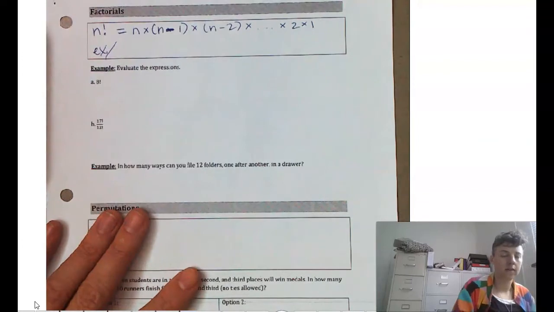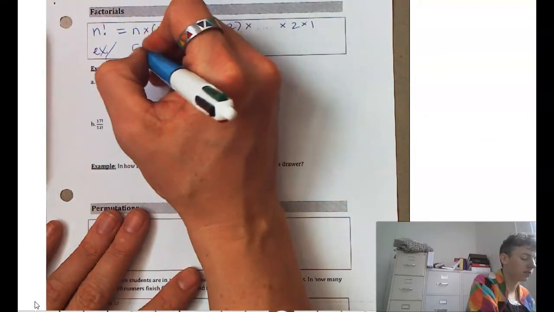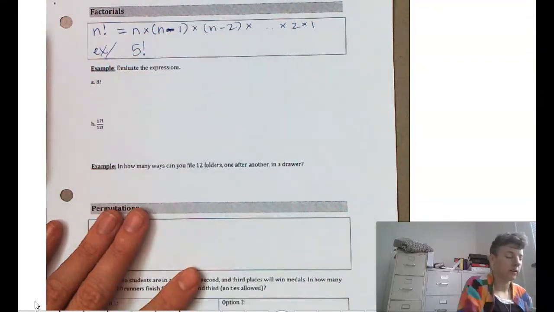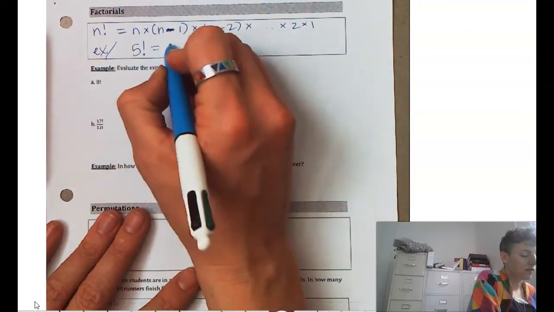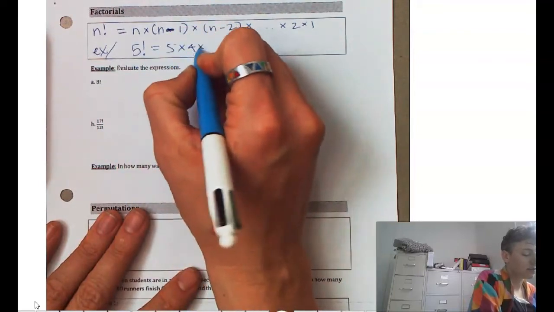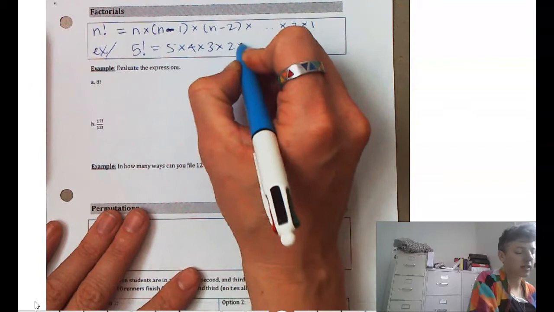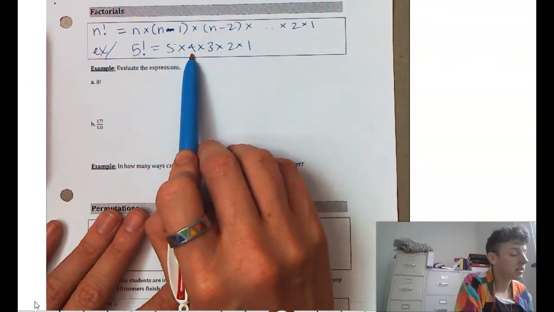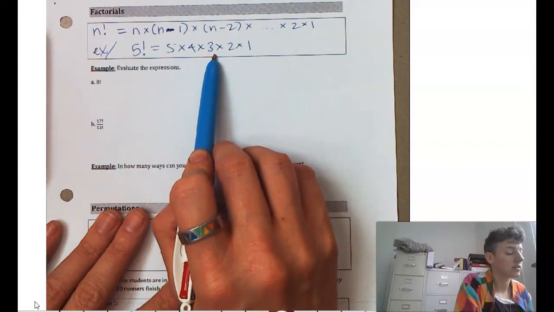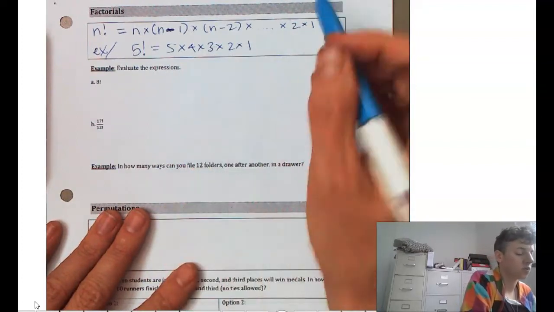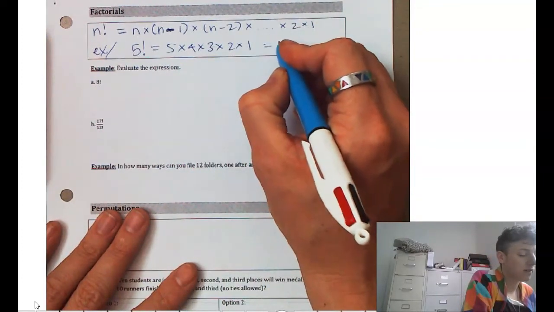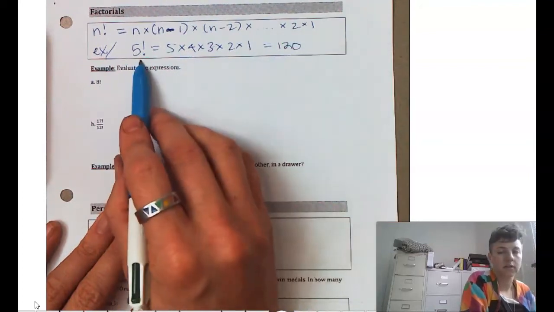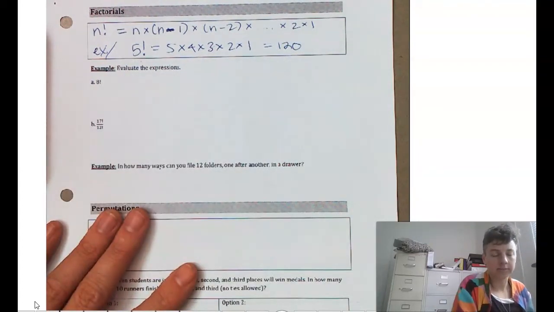So for example, 5 factorial is actually equal to 5 times 4 times 3 times 2 times 1, which is 5 times 4 is 20, times 3 is 60, times 2 is 120. So 5 factorial is really 120.